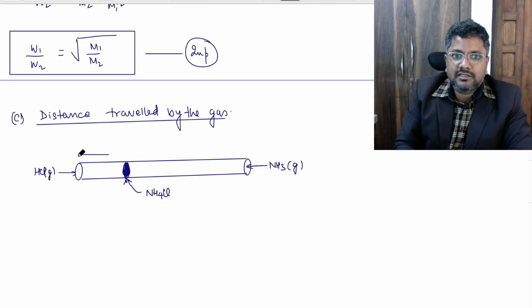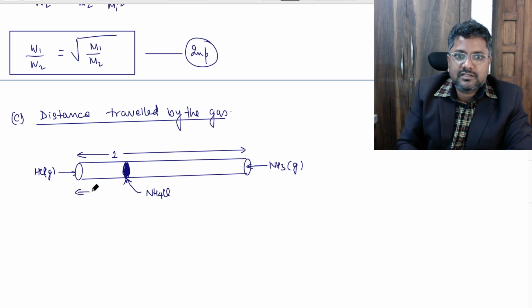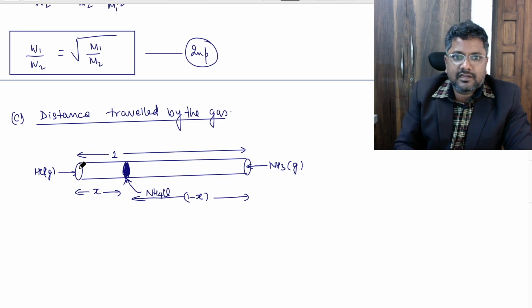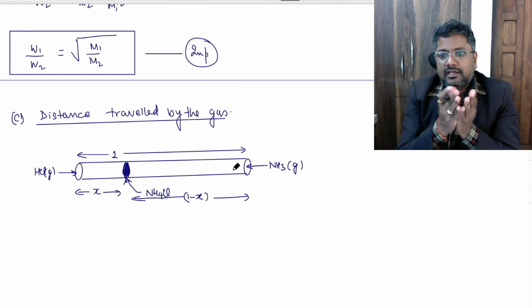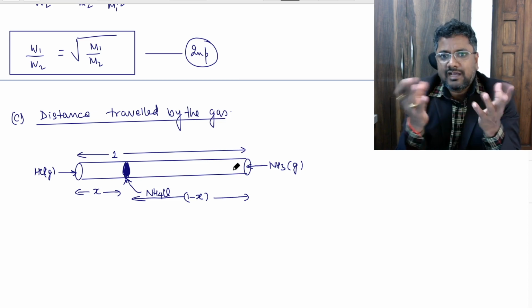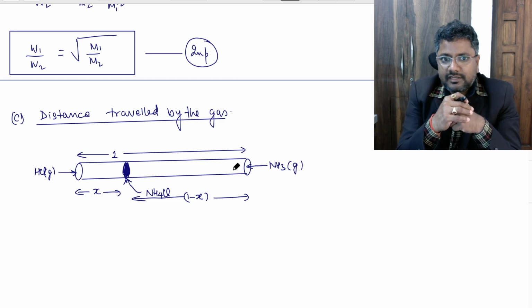Let the length be one unit here, 1 meter or centimeter, whatever unit you want to choose. Suppose that this is the distance x, so this is 1 minus x, right? In the same time, if they are introduced from both ends, by applying Graham's law you can calculate this x, assuming ideal behavior.